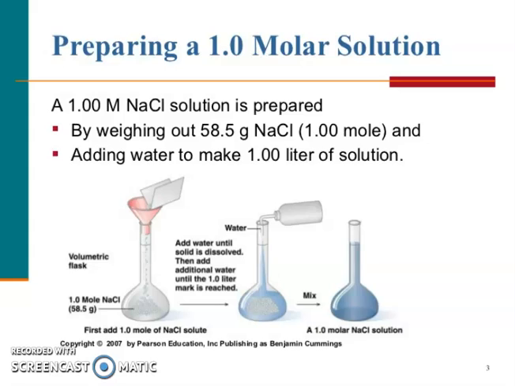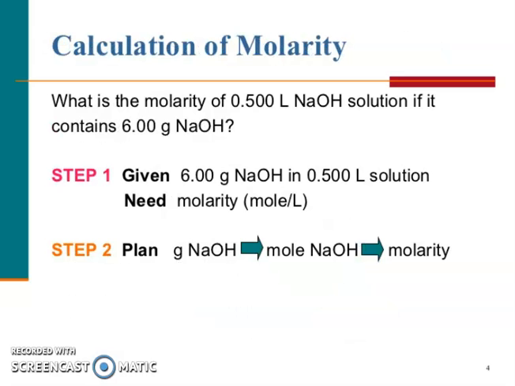Preparing a 1 molar solution, as I already discussed: a 1.00 M sodium chloride solution is prepared by weighing out 58.5 grams of sodium chloride, 1 mole, and adding water to make 1.00 liter of solution. So this is the way you can make a 1 molar sodium chloride solution.